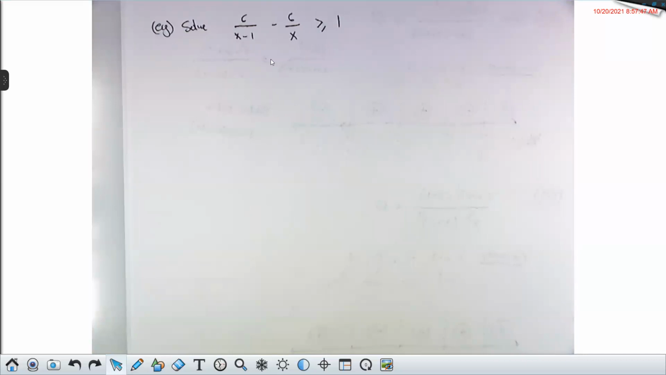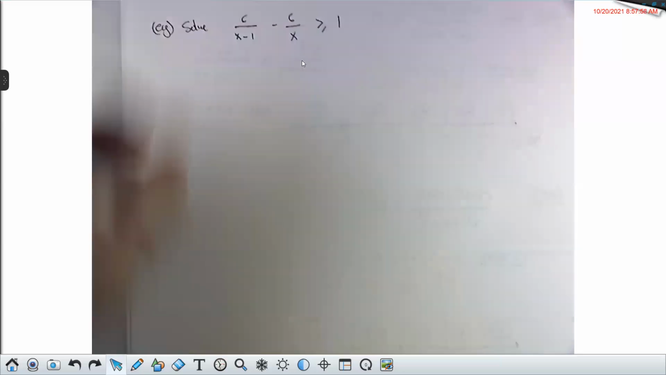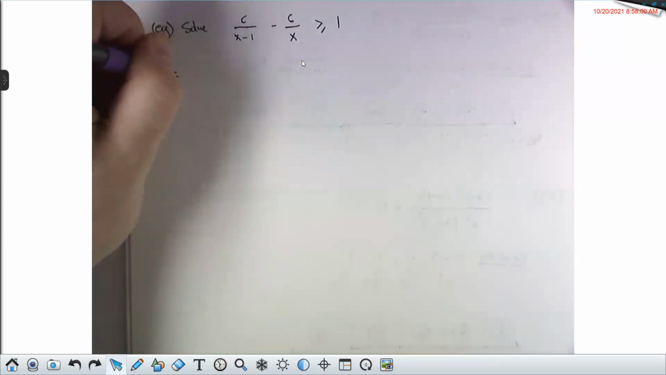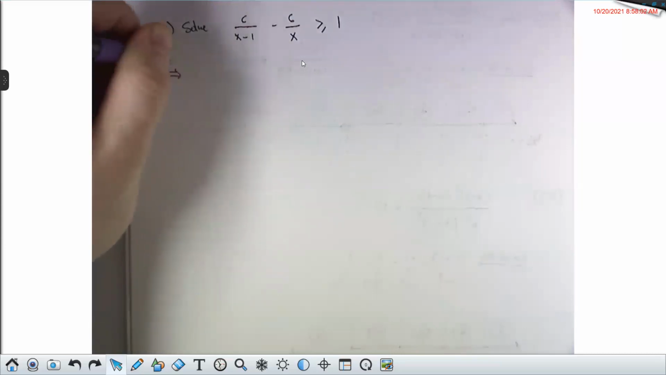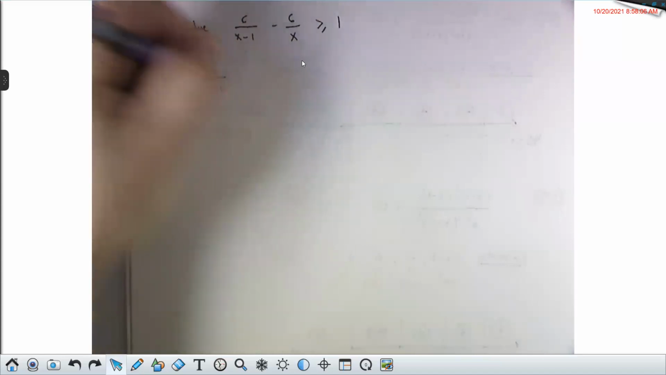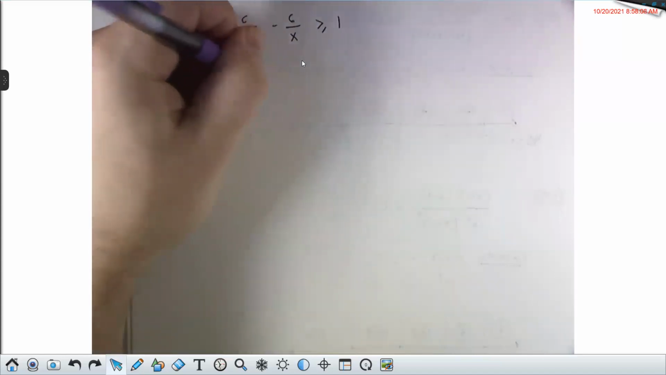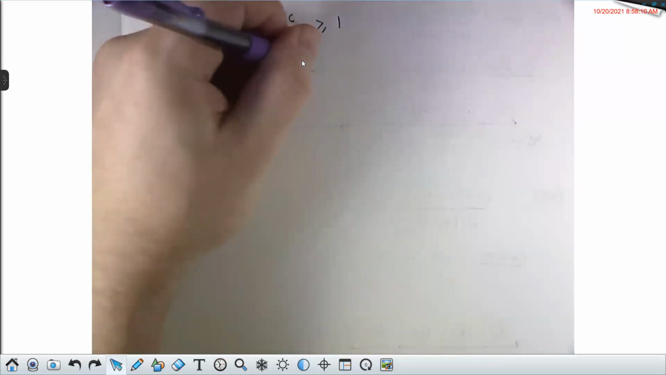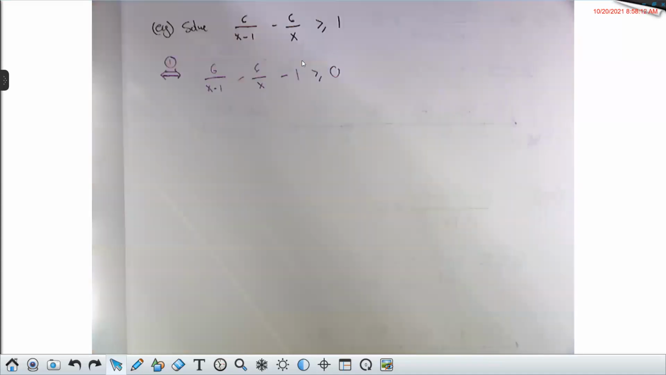So before I can get to my cut points and number line stuff, I need to pull everything to one side, put it all together in one fraction, combine like terms, and factor the top and bottom. So my first step is to pull everything over. So that's going to be 6 over x minus 1 minus 6 over x minus 1 is greater than or equal to 0.